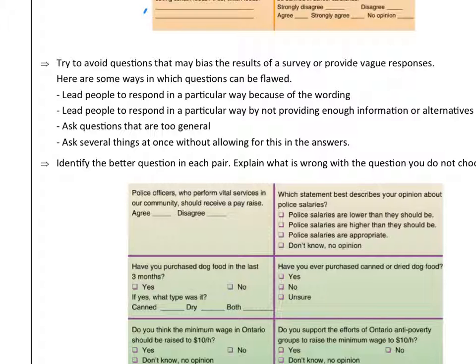So here are some ways in which questions can be flawed. They can lead people to respond in a particular way because of the wording. They can lead people to respond in a particular way by not providing enough information or enough alternatives. They can ask questions that are too general, which would make it vague. Or ask several things at once without allowing for this in the answers. So let's identify the better question in each pair, and we'll talk about what's wrong with them.